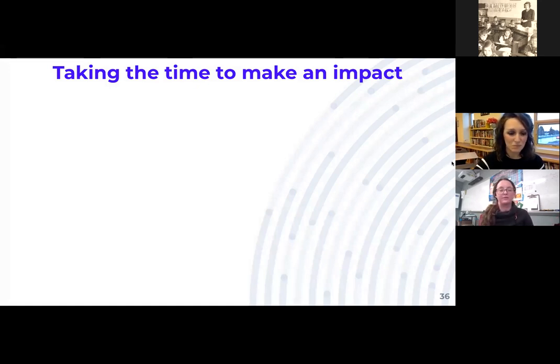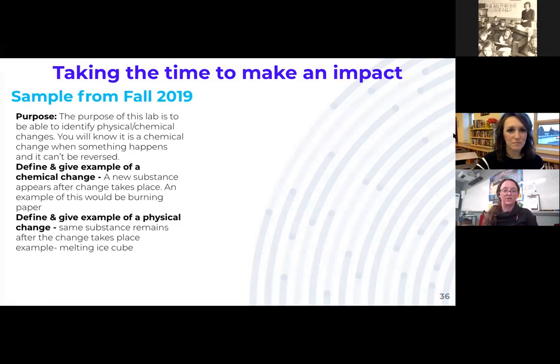Compared to my original model in the fall of 2019, for example, I would go through my structure of what I'm expecting in your lab report. Here's an example. And then I would take a day to do a lab and a day for them to write reports. Then the following year, and this year, I decided to use this workshop model instead. And the quality of work that I've gotten has been unbelievable.